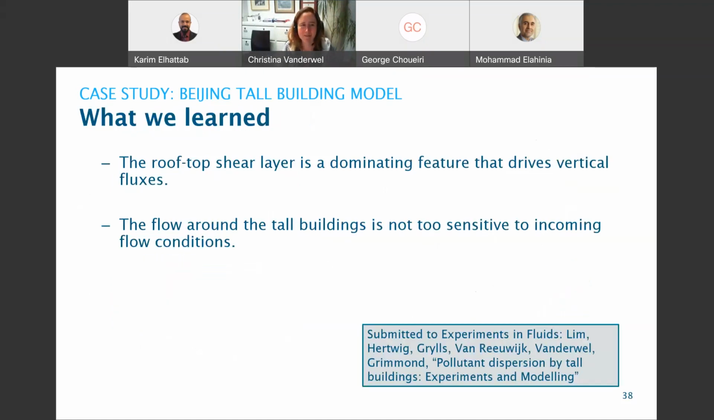So what did we learn from this case study? First, that the rooftop shear layer from the tall buildings is a dominating feature that drives vertical fluxes. And secondly, that the flow around the tall buildings is not too sensitive to the incoming flow conditions and to the Reynolds number. So that's actually quite a good thing for doing our experiments, and also a good thing for large eddy simulations, where that can be quite a tricky aspect of the simulation. And we've just gone through our first set of revisions for publishing this work in Experiments in Fluids. So I'm hoping that our reviewers will be satisfied with our revisions, and hopefully it should be published soon.